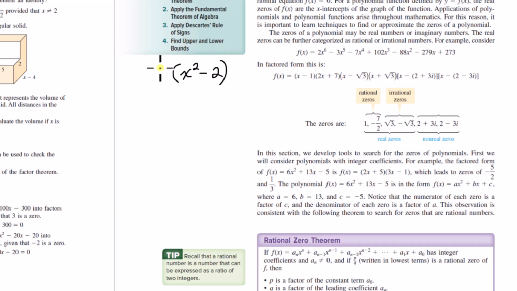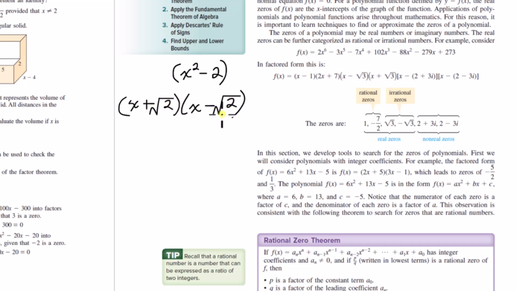But technically, you can continue factoring this, though. When you think about factoring in general, you can factor this because you can say this is x plus root 2 times x minus root 2. Now, the reason why you can do this is because this is exact. Yes, root 2 is an irrational number, but this is exact.